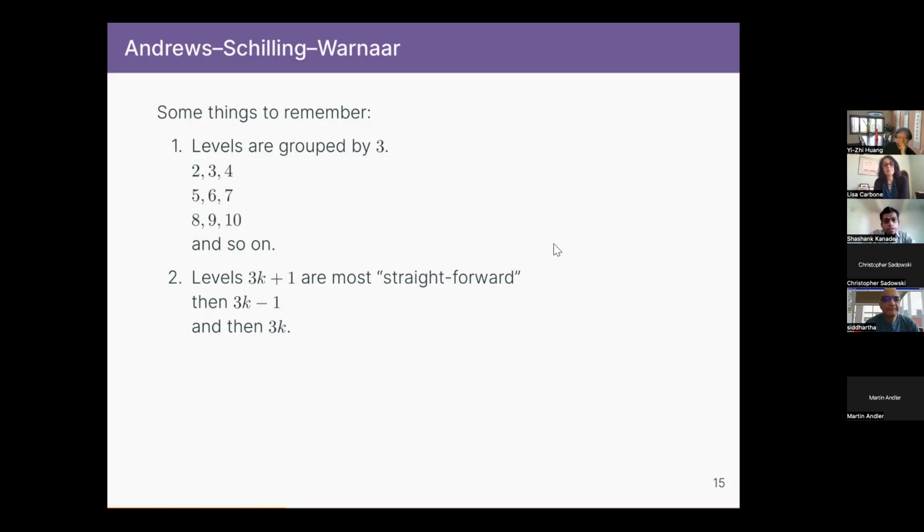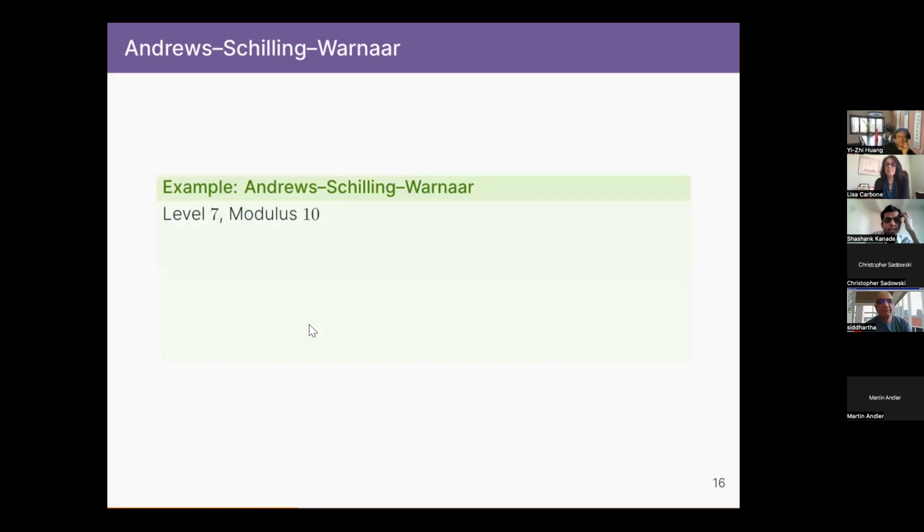And it turns out that levels which are 1 mod 3 are somehow most straightforward. They fall right out of the Bailey lemma, like level 4, 7, 10, and so on. Then you have to dualize the Bailey pairs and get 3k minus 1. And 3k is somehow independent. You have to completely get a new Bailey pair and analyze those. So really, the way the counting goes is you do 4, 2, 3, then 7, 5, 6, and 10, 8, 9, and so on. Let me just show you how these identities look.